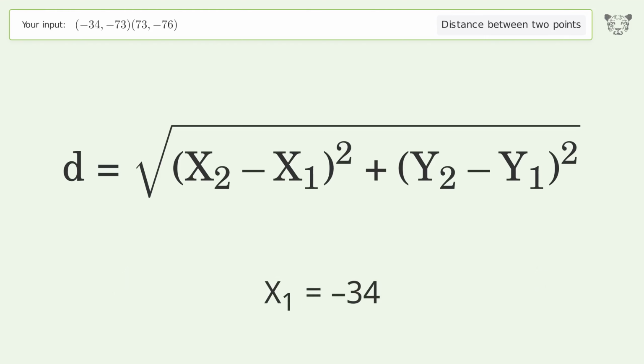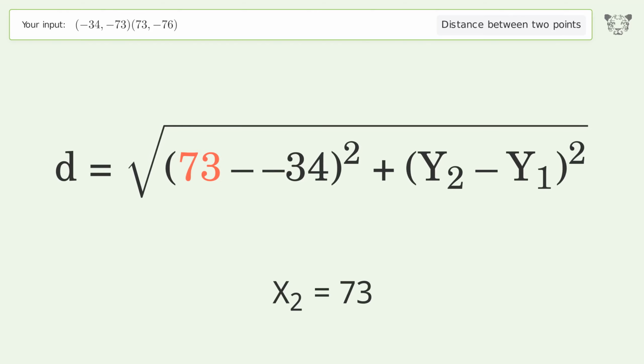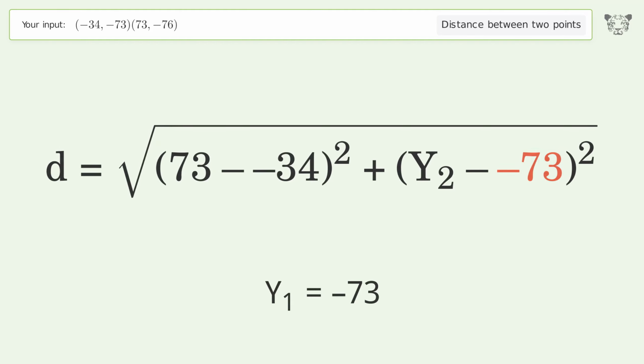x1 equals -34. x2 equals 73. y1 equals -73. y2 equals -76.